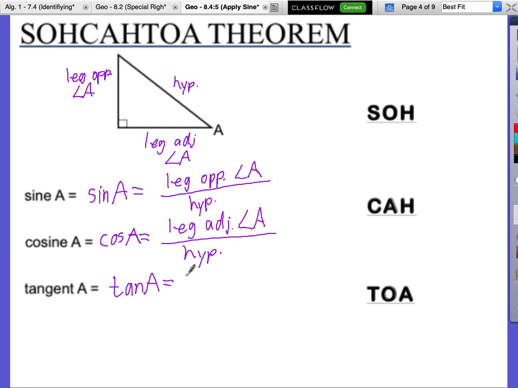Okay, tangent of angle A. Tangent of angle A is equal to the leg opposite angle A divided by, or over, the leg adjacent to angle A. That's really confusing. I know, we'll talk about it more.